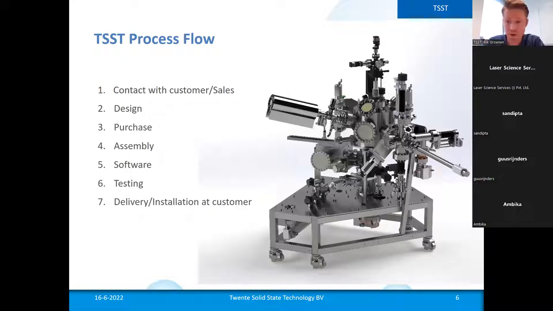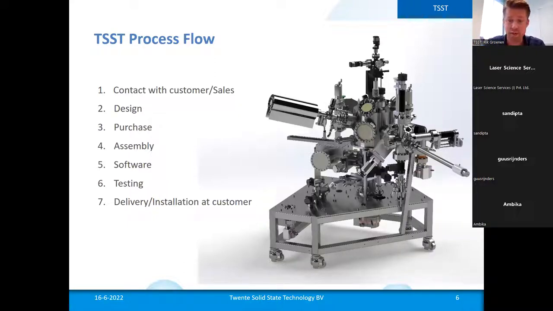So briefly about how we work. First of all, the main starting point is, of course, you have a lot of contact with the customer. You really like to identify all their interests, their requirements in terms of system properties, and we translate this to a nice design. We go into design. We purchase all the components.